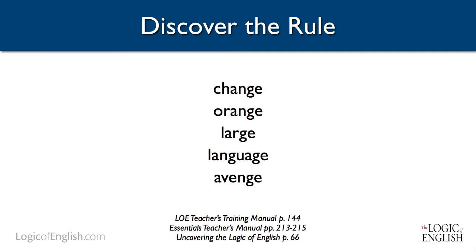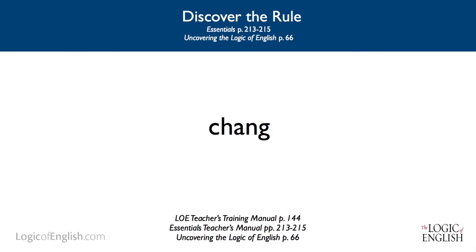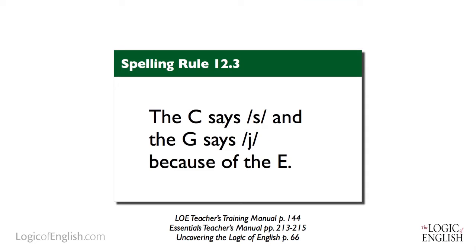Why do we have a silent E in change, orange, large, language, and avenge? What would this say without the E? It would say chang. So the G softens to J because of the E in these words. This is the third most common reason for a silent final E in English. The C says S and the G says J because of the E.